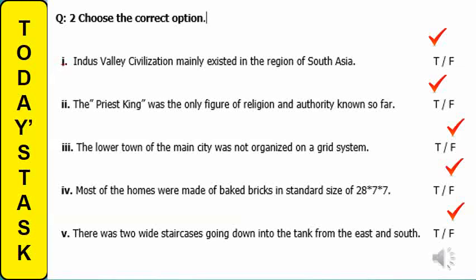Secondly, the priest king was the only figure of religion and authority known so far. That's also true. Thirdly, the lower town of the main city was not organized on a grid system. That's completely false because it was organized on a grid system.